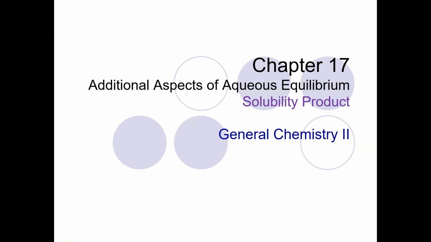This is the last lecture video for Chapter 17, the additional aspects of aqueous equilibrium. So up until now, everything's been acid-base. It's very much been a continuation of Chapter 16. Starting here, this is where the additional aspects come in. So it's what else does equilibrium impact other than acids and bases?